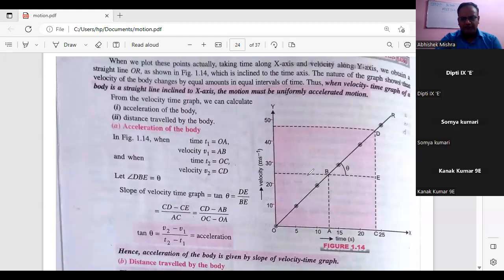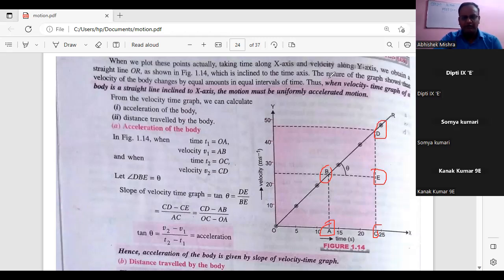For this, we are taking a point on the x-axis as A and a point on the straight line as B. Another point we are taking on the x-axis as C, and then E. And this is the point D on the straight line. Now see, students, again we will be using the previous formula only.